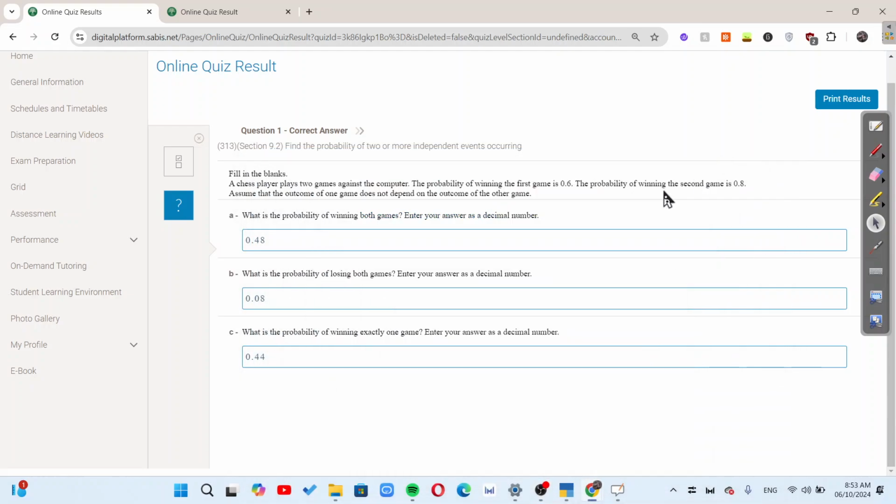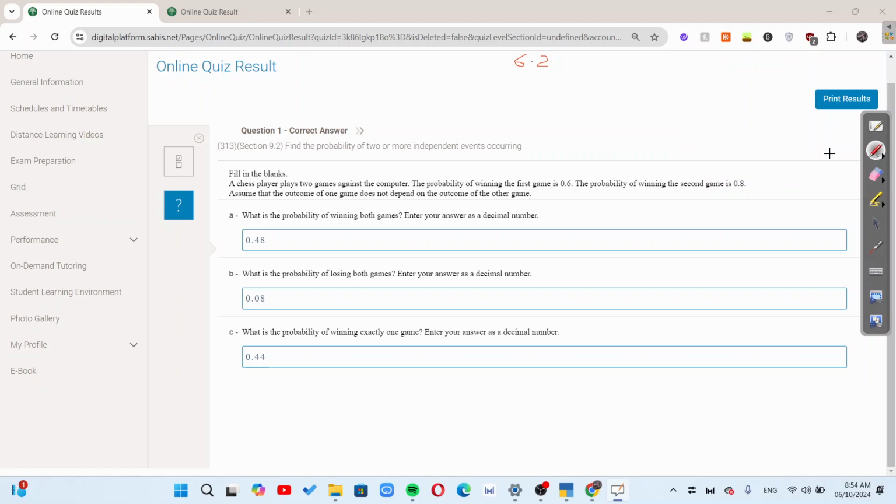Hi everyone, today we're going to be solving the 6.2 and 6.3 quizzes for Math IGCSE for our periodic. So let's start. This is the 6.2 quiz. It has 11 questions, not that hard. So let's start.